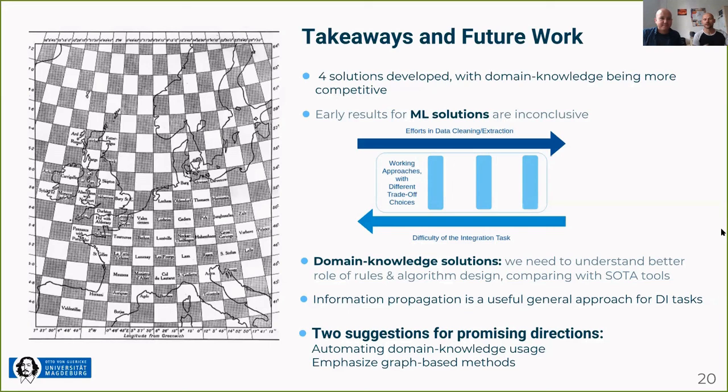However, what we took away as a takeaway is that information propagation has shown useful. It is a useful approach for general data integration tasks and should be used more often. This, however, brings us to 2 suggestions for promising directions. We should do automatic domain knowledge usage and also emphasize the usage of information propagation with graph-based methods.